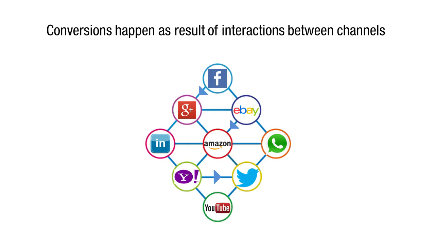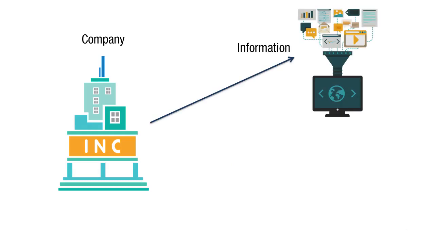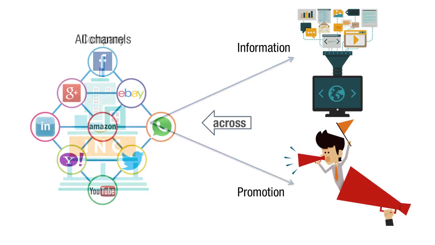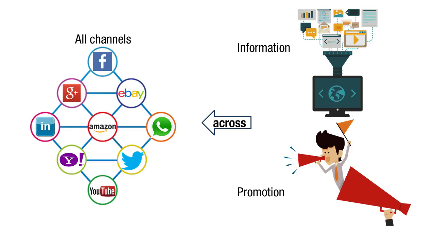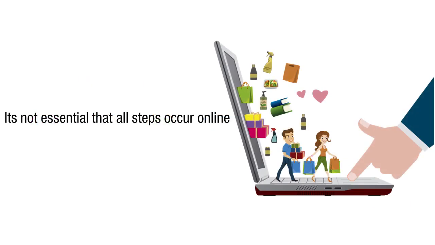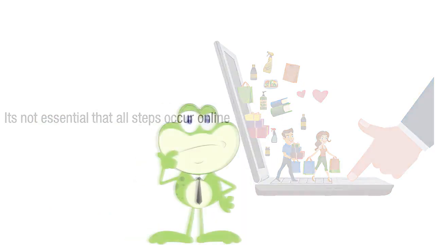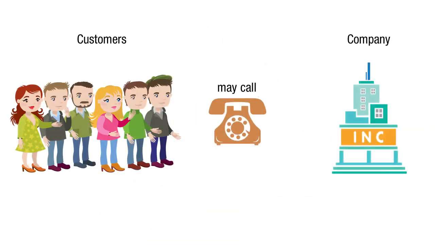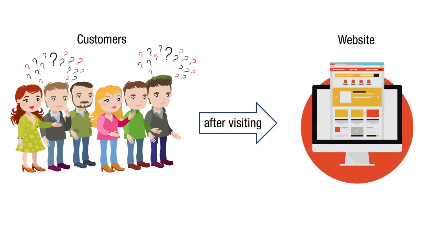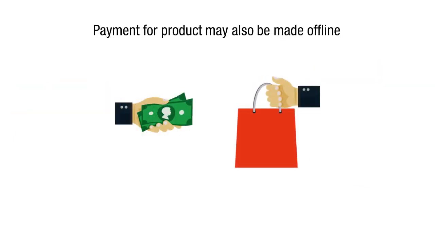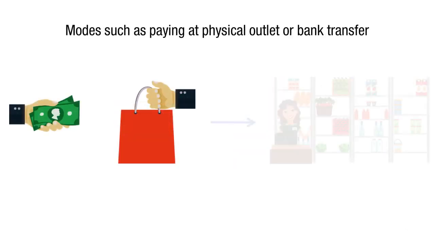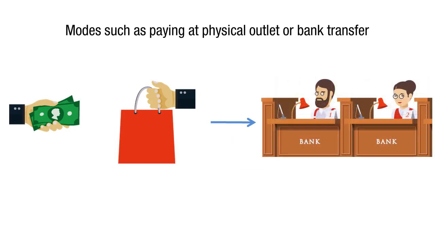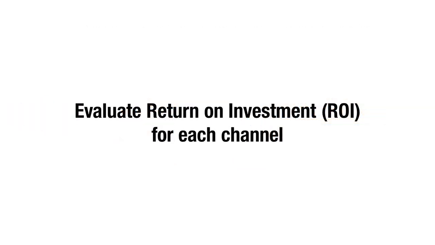Therefore, it's very important for a company to have consistent information and promotional messages across all channels. Also, note that it's not essential that all of the steps occur online. Can you think of an example for this concept? Customers may call a company after visiting the website if they have any questions. Payment for a product may also be made offline through different modes, such as paying at a physical outlet or through bank transfer.